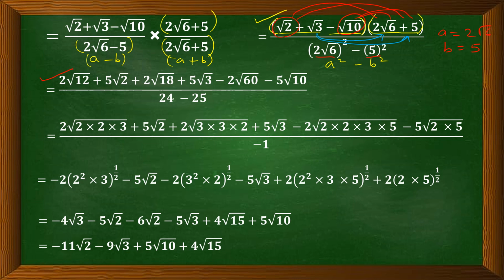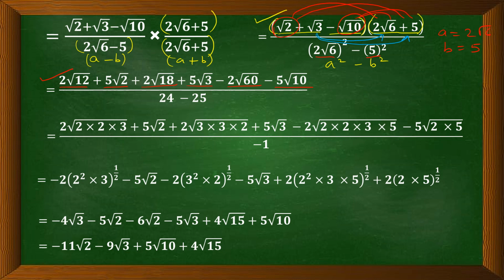So root 2 into 2 root 6 is 2 root 12 and then root 2 into 5 is 5 root 2. Root 3 into 2 into root 6: 3 into 6 is 18, 2 as it is. Now root 3 into 5: 5 as it is, root 3. Now 10 into 6 is 60. So 2 root 60 and root 10 into 5, that is 5 root 10, right?